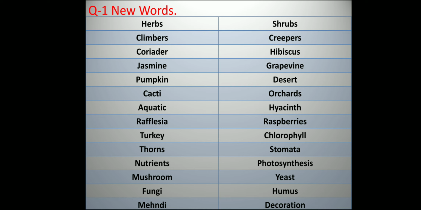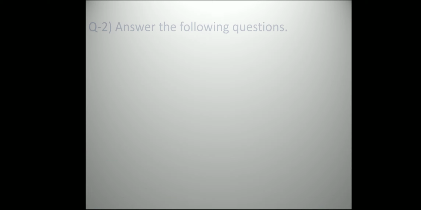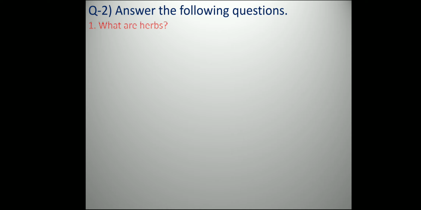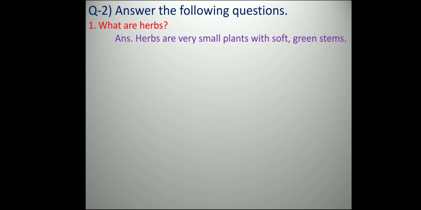Students, you have to write them 2 times and also try to learn the spellings. Now move to our next exercise. Question number 2. Answer the following questions. First question is, what are herbs? Answer is, herbs are very small plants with soft green stems.